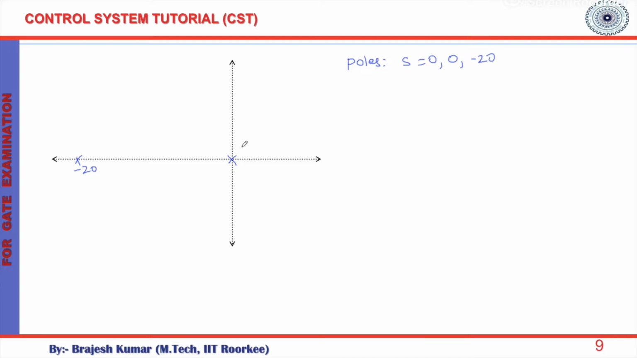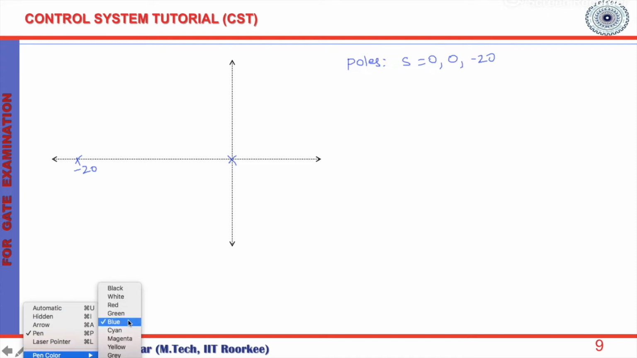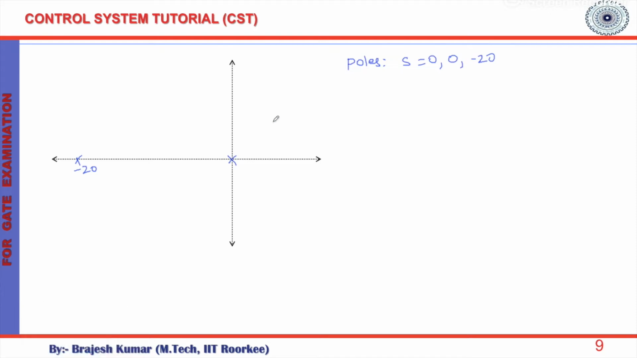One more pole is there, so I'm going to take a different color to show it. Let us take red color. So one more pole is here. So there are two poles at origin. Clear? What about zeros? Coming to zeros, you find that there is only one 0, and that lies at s equal to minus 12. So here it is, minus 12. Clear? There are no other zeros.